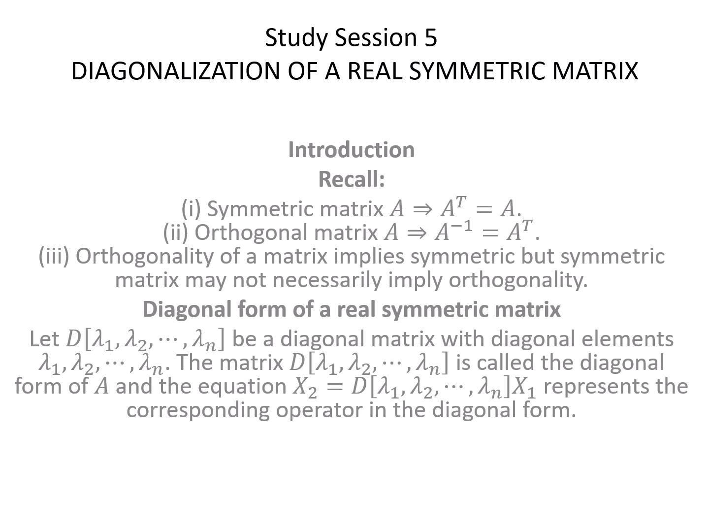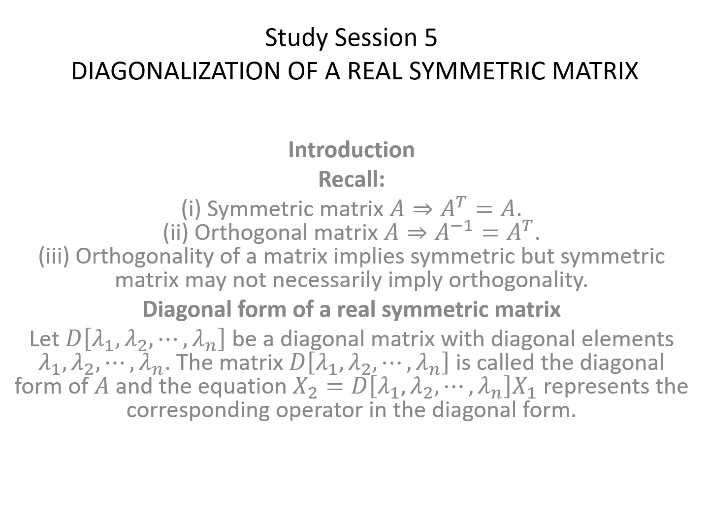Orthogonality of a matrix implies symmetric. That is, if a matrix is orthogonal, it means that the matrix is symmetric. But the other way around, a symmetric matrix may not necessarily imply orthogonality.